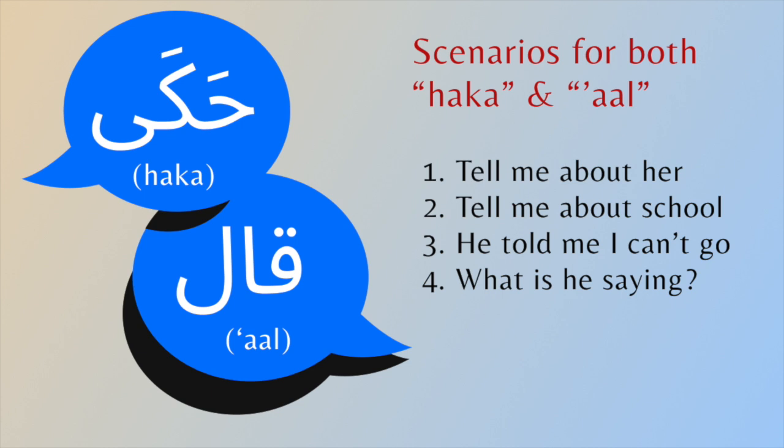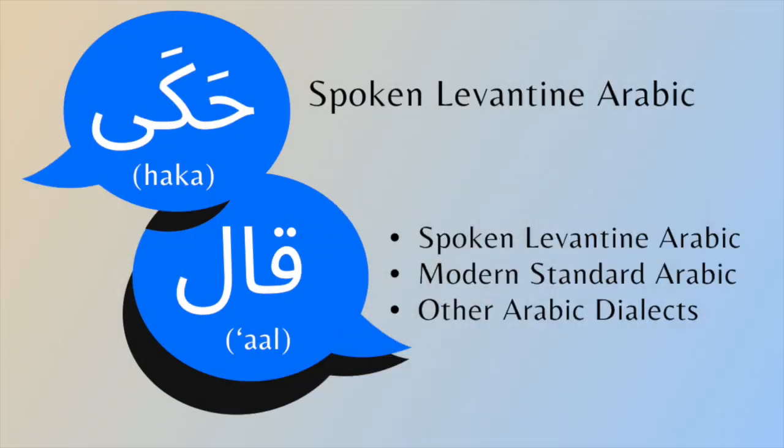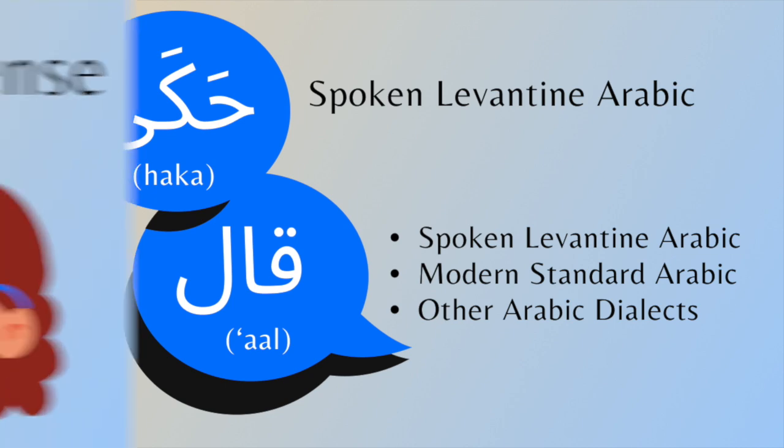So those were a few examples of their differences, and here are some examples where both el and haka can be used interchangeably. Number 1 is tell me about her. Number 2, tell me about school. Number 3, he told me I can't go. Number 4, what is he saying? So in summary, el has more restricted usage. However, it is more widely used and understood across different Arabic dialects. On the other hand, haka is a more versatile verb as it can be used in more scenarios. However, its usage is restricted to the Levant area of the Arabic-speaking world. With that said, let's jump into conjugating the verb el.